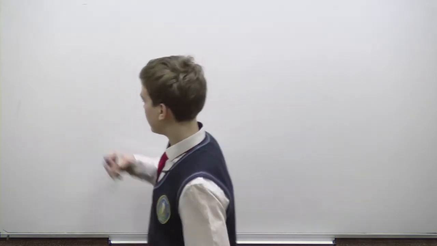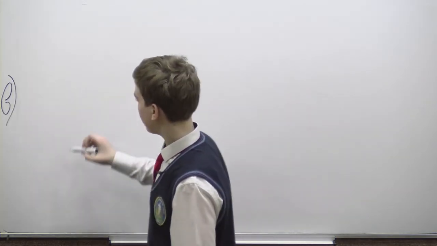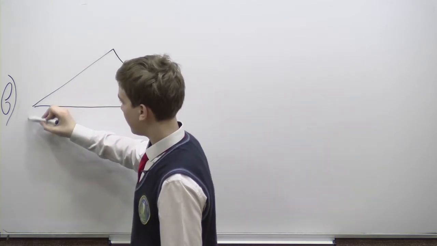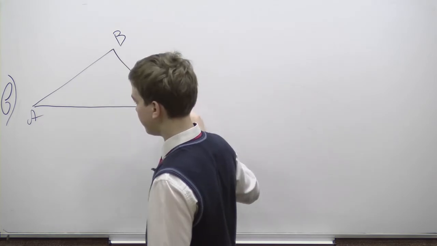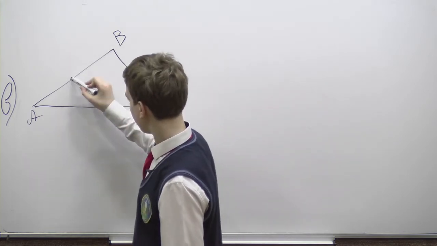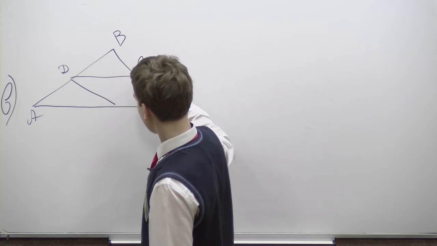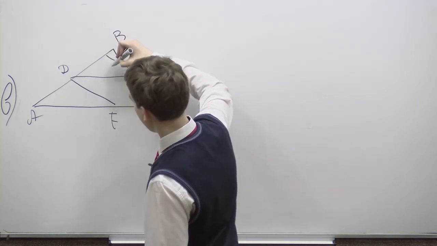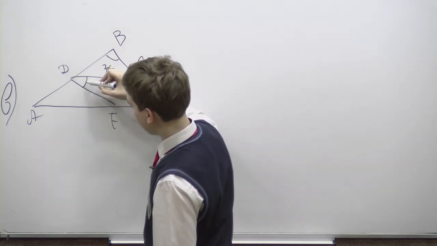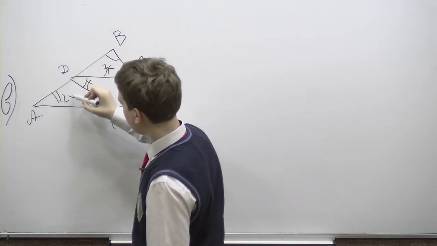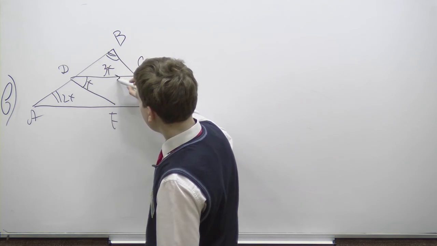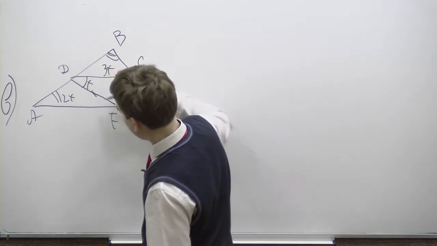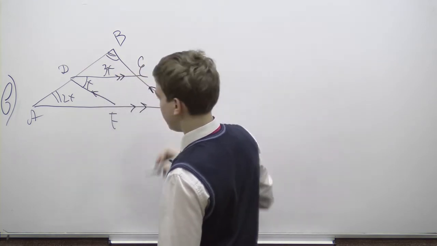First I'll draw the condition. We have triangle A, B, C. I'll also put some letters like D, E, F. And now I'll put the variables: here is 3x, here is x, and here is 2x. Also these sides, DE and FC, are parallel, and DF is parallel to EC.